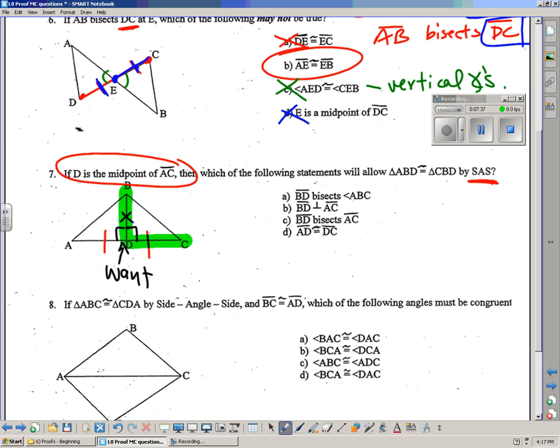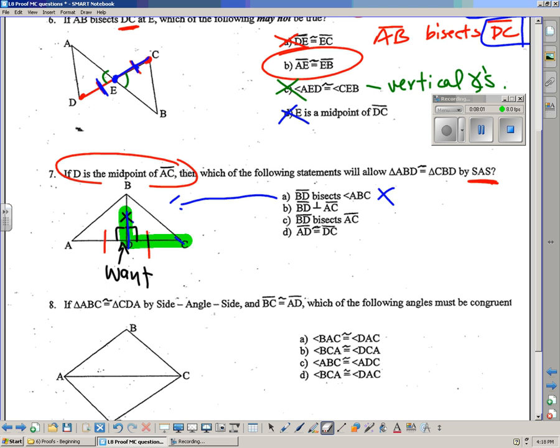Now we have to see which given would do it for us. Part A says BD bisects angle ABC. So for part A, BD bisects angle ABC, all the action would be occurring up here. That's not what we want. We want the action to be occurring down at D. So that's no good. That's not the answer. And I'm actually going to erase that writing, because that's no good.